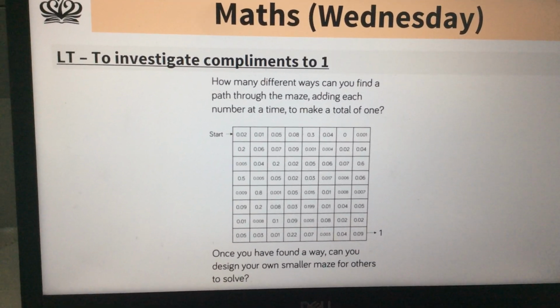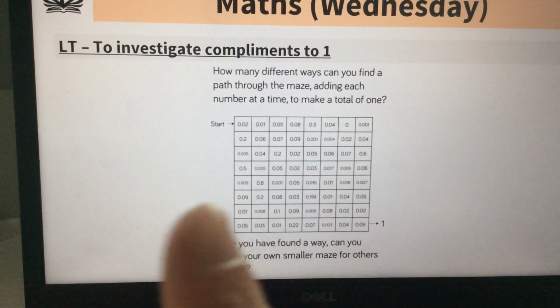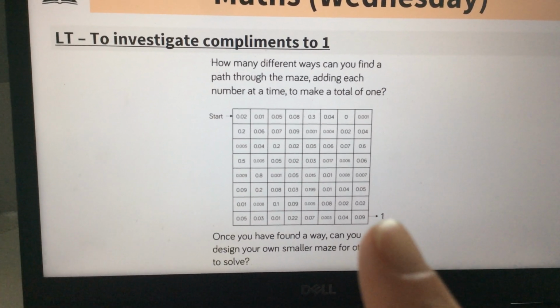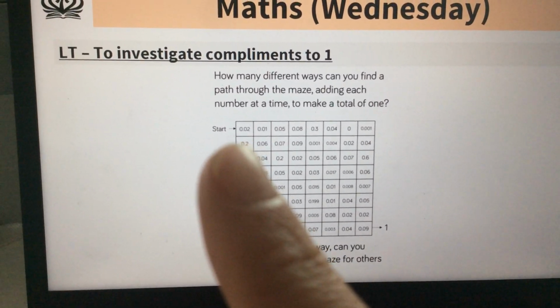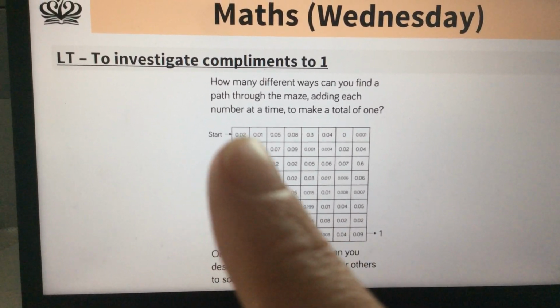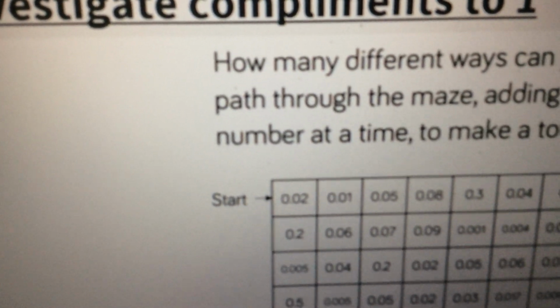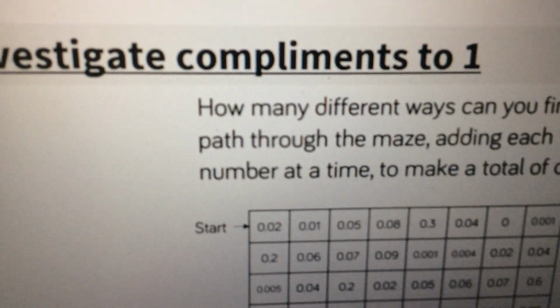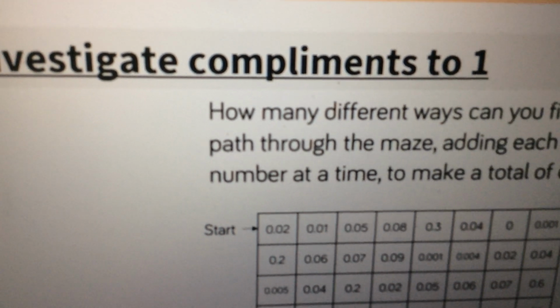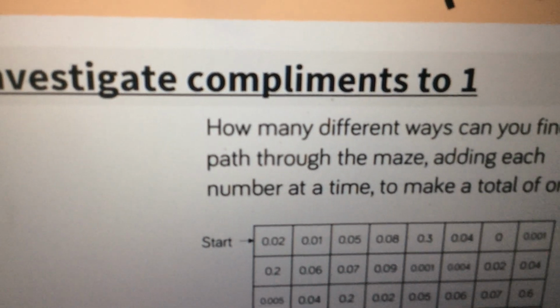Right, finally, this one. This is a bit of a game, so you've got to get through the maze. You've got to start here and you've got to come out here. Every time you make a move, you've got to add that. So if you started at 0, let's get a bit closer, 0.02, and you went to the next one, 0.01, you would then add those together and get 0.03.